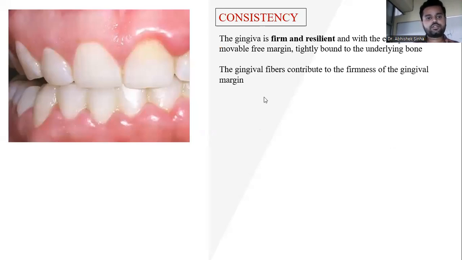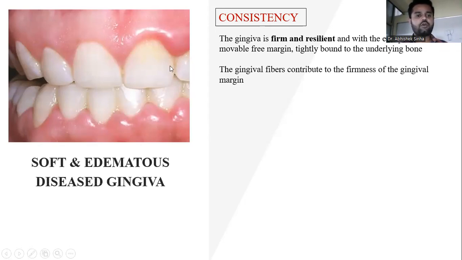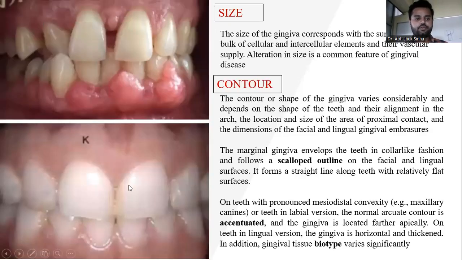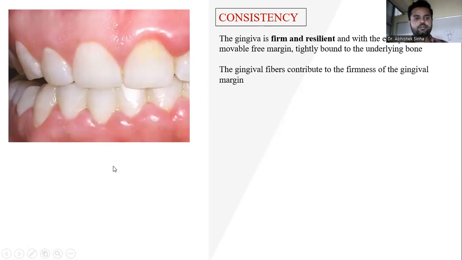Consistency. Normal consistency of the gingiva is firm and resilient, with the exception of movable free margins. So it is firm and resilient. There are 3 types of consistencies. Normal is firm and resilient. Now, can you see that this picture does not show that normal? Is it normal? Is it anywhere firm and resilient? You see bulbous enlargements here. Edematous gingiva, right? So this is soft and edematous diseased gingiva. I will be taking this clinical features of gingivitis again as a separate topic, either in clinics or as theory. But for now, you remember that this is not firm and resilient. This is firm and resilient, right? You can see the difference. Okay.